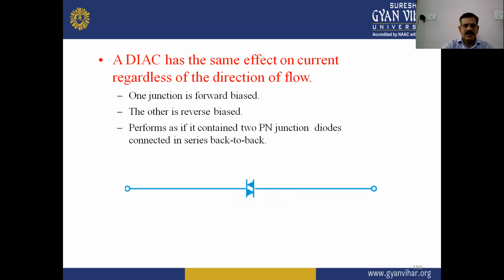A diac has the same effect on current regardless of the direction of flow. One junction is forward biased and the other is reverse biased in the diac, and it performs as if it contained two PN junction diodes connected in series back to back. We can see this in the diagram given below here.